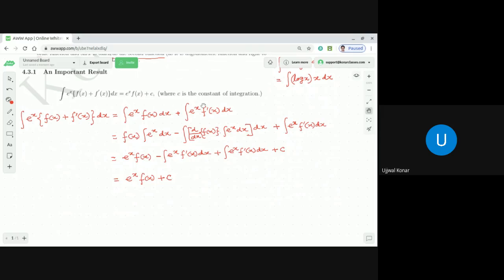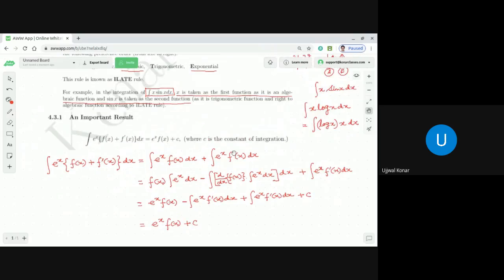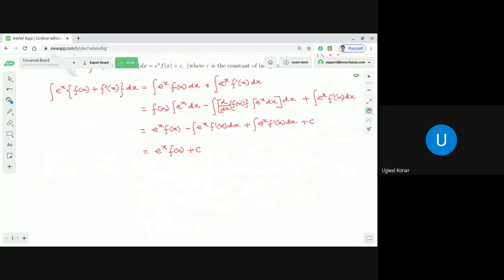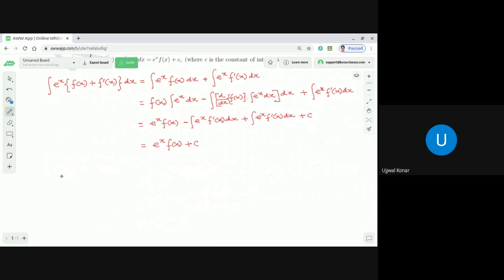Now if you flip to a few of your previous class notes, we discussed a couple of days back that whenever there is e power x times one function plus the differentiation of that function, directly you close your eyes and write e power x fx plus c. One quick example, I can use a different color and give that example. Why am I saying so? Because this will reduce the workload and reduce your time to solve that question.